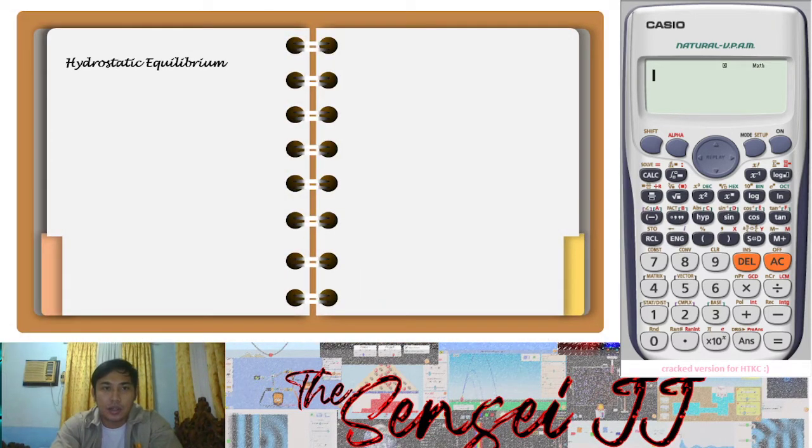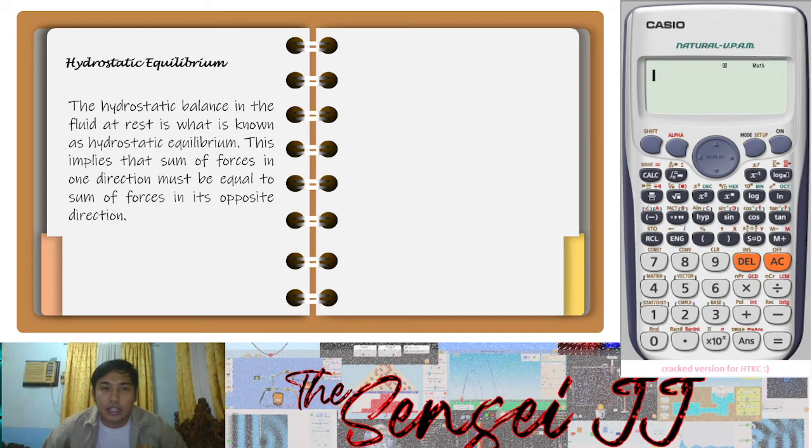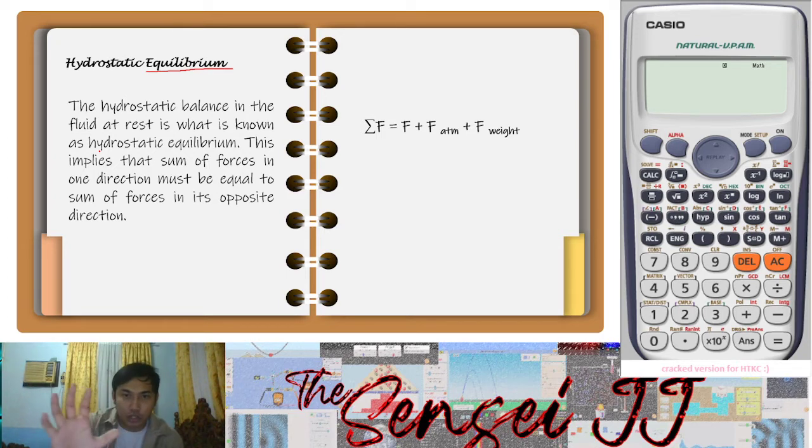Now, hydrostatic equilibrium. The hydrostatic balance in a fluid at rest is what we know as hydrostatic equilibrium. This implies that the sum of the forces in one direction must be equal to the sum of the forces in the opposite direction. That's why it is called equilibrium, balance, hydrostatic equilibrium. We will have an illustration of this sooner.